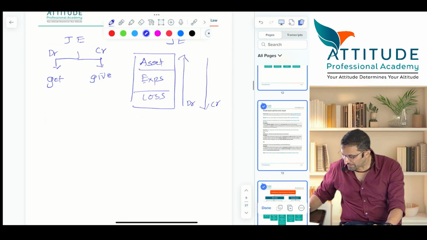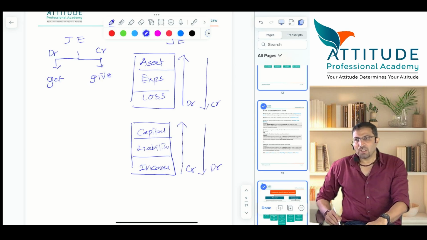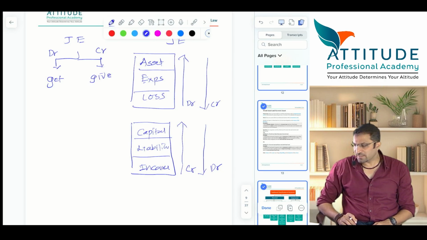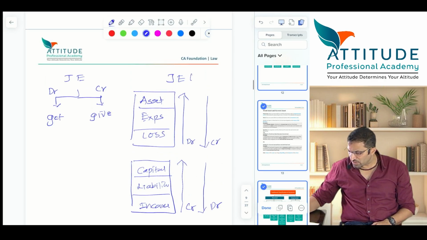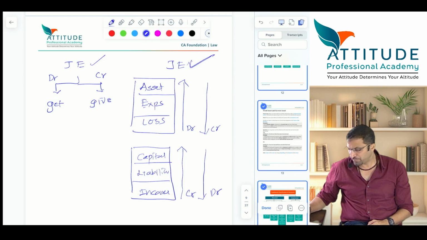Then I have given three more items. Capital, liability, and income. If they are increasing, they are to be credited. If they decrease, they are to be debited. Now with the help of these rules, we will pass journal entries. Get and give you can use, but generally, please use these rules. Asset, expense, loss, capital, liability, income, increase, decrease.